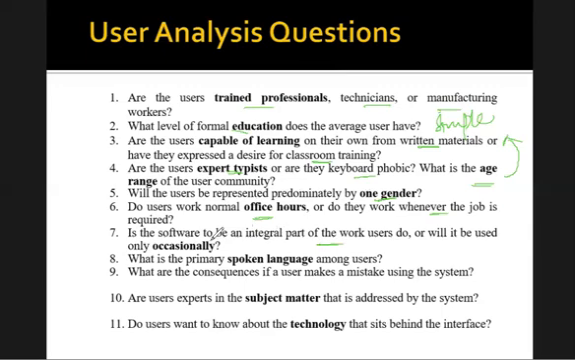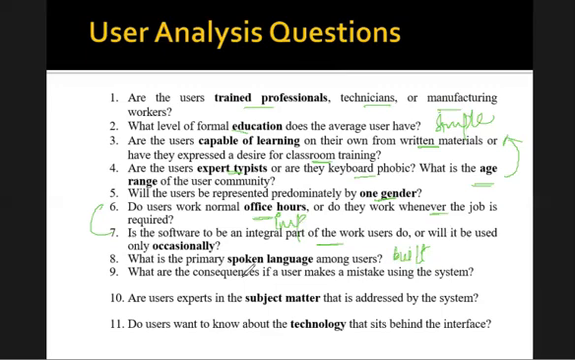That is whether the software is going to play an important role within their daily task, or they are going to be used occasionally. So these 6 and 7 points, they are relatable. Then what is the primary spoken language among the users? Based upon that, you can focus that application to be built in that specific language. Or if everyone has a knowledge of English, they can use English, or they can make changes. You can provide multiple languages also.